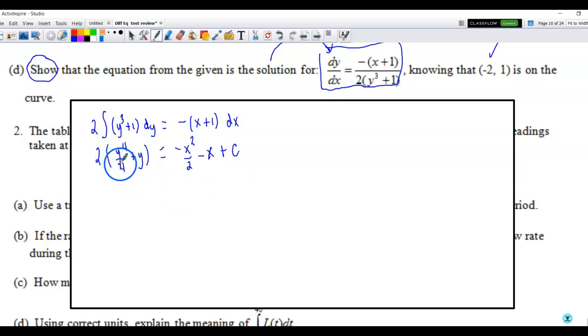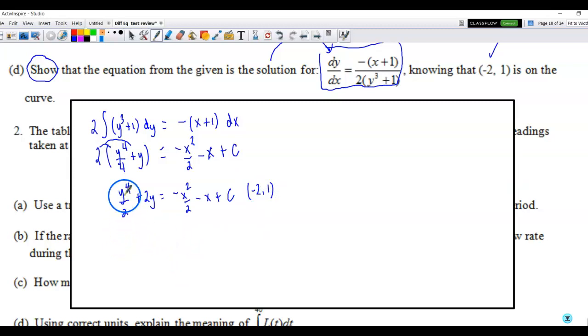Now in this case, normally we get y by itself, but we can't because it's an implicit relationship. I can go ahead and distribute my 2 on the left-hand side, so distribute it to both terms. So I get y to the 4th over 2 plus 2y equal to negative x squared over 2 minus x plus c. Now I could get everything all on one side. I'm going to substitute the point negative 2, 1 so I can find the value of c, and then I'll go back and worry about getting everything on the correct side.